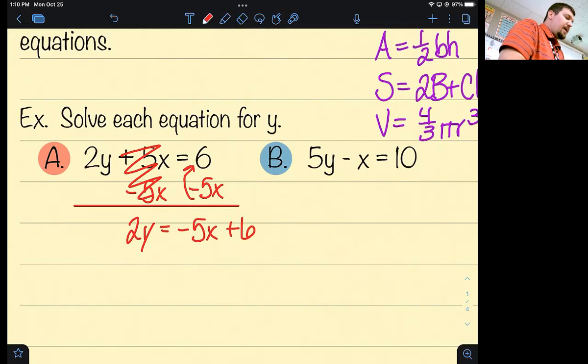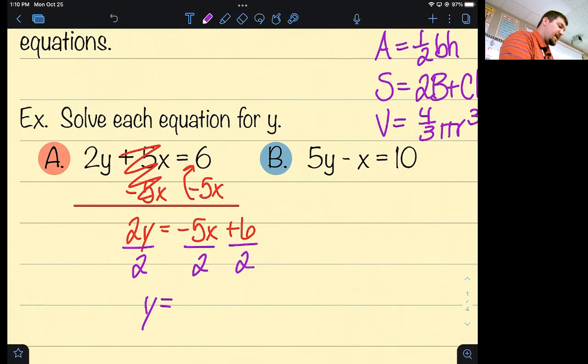Now to get y by itself, what would I do? Jimmy? That's right, divide it by 2. So I'm going to divide both sides by 2. And when I say both sides by 2, I mean every term on both sides gets divided by 2. So 2y divided by 2 is just 1y, or y. Negative 5x divided by 2 turns into the fraction negative 5 halves, or you can write it as a decimal negative 2.5. That works as well. And then what's 6 divided by 2?